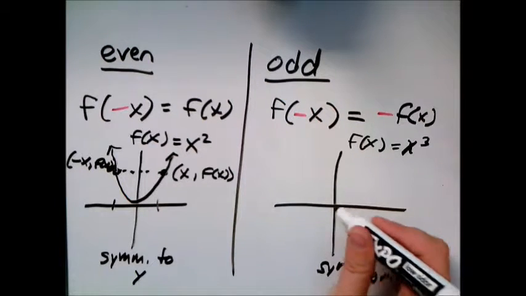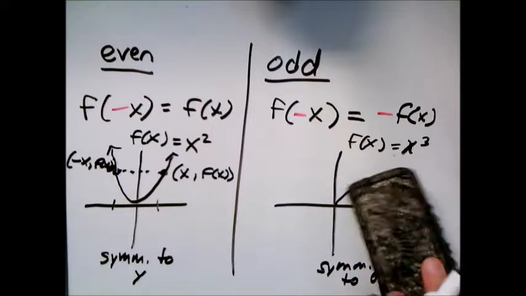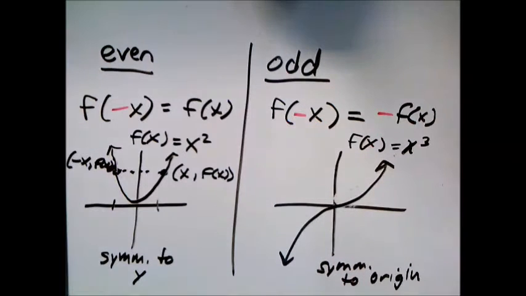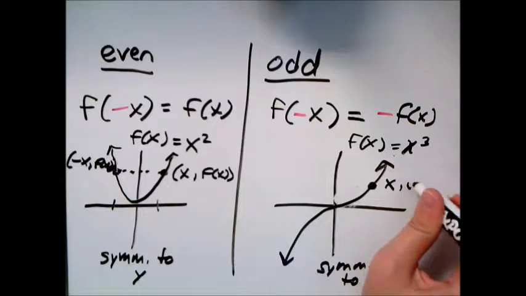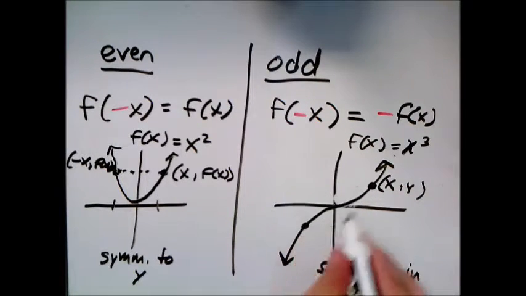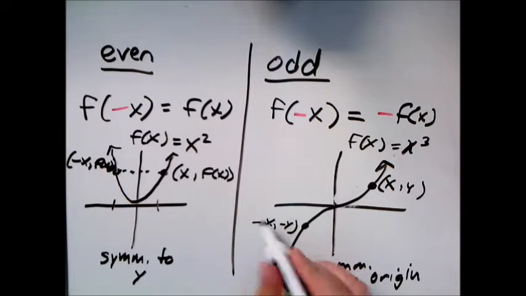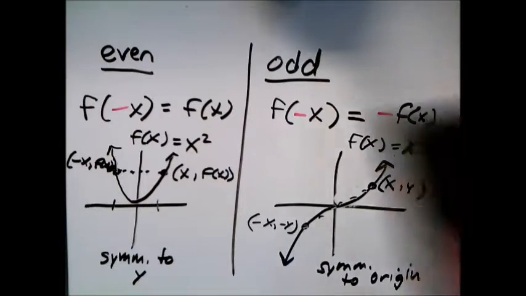And then if we look at x to the third, swooping like that. So if I have a point x, y on here, or x, f of x, doesn't matter what notation you use, if the negative comes out, it doesn't cancel, you'd end up with negative x, negative y over here. So this is what's called symmetric to the origin. There's the mirror image across the origin. All right, so now we'll look at some of these, and from the function or from the graph, we should be able to decide if it's even or odd.